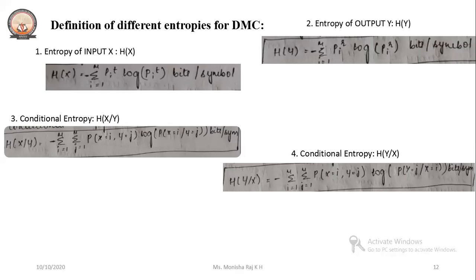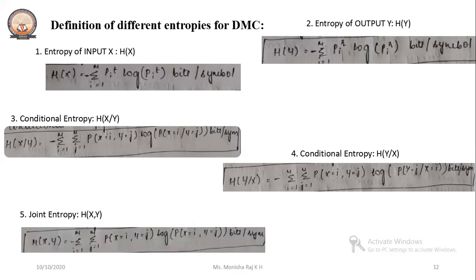After knowing about the conditional entropy, we'll know about the joint entropy, which is represented as H of X comma Y and defined as minus summation I equal to 1 to M into summation J equal to 1 to M P of X equal to I comma Y equal to J into log of P of X equal to I comma Y equal to J bits per symbol. These are the definitions of different entropies for a discrete memoryless channel. After knowing this, we'll define or explain what a conditional entropy is.